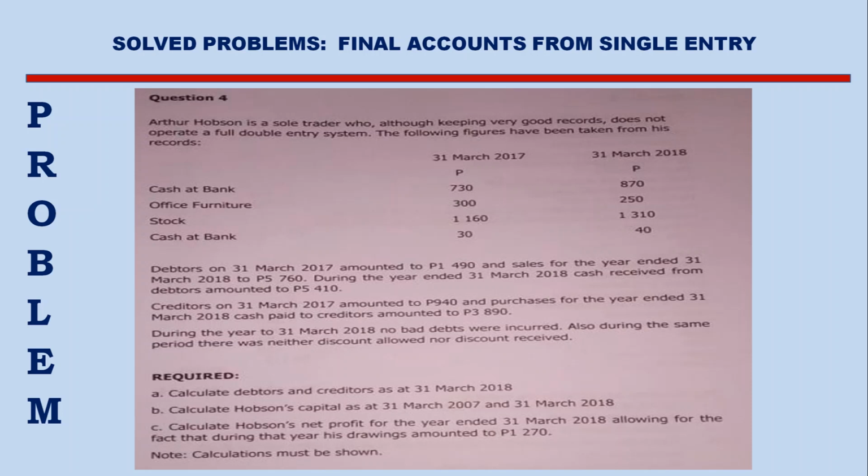B. Calculate Hobson's capital as at 31st March 2017 and 31st March 2018. C. Calculate Hobson's net profit for the year ended 31st March 2018, allowing for the fact that during that year his drawings amounted to 1270. Note: calculations must be shown.